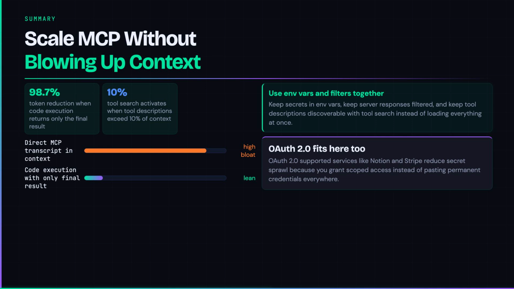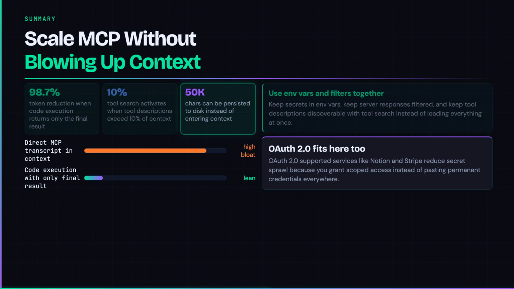Tool search kicks in when tool descriptions exceed about 10% of context. That keeps a crowded tool catalog from burying the real task. Very large responses do not belong in the conversation window. Persist them to disk or filter them server-side before Claude ever has to narrate them.